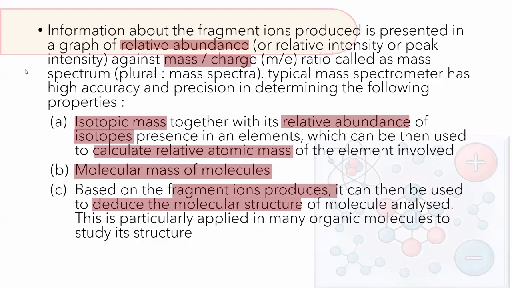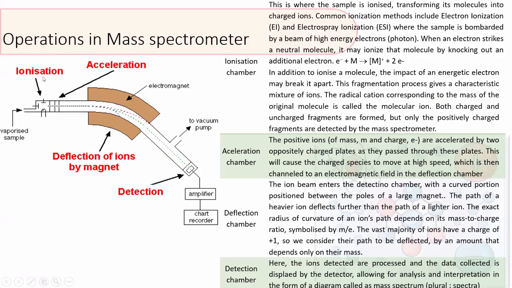The compartments of the mass spectrometer work in a few ways. You have what we call the ionization chamber, acceleration chamber, deflection chamber, and also the detection chamber. So what does each of these chambers do? Let's have a look together in detail.